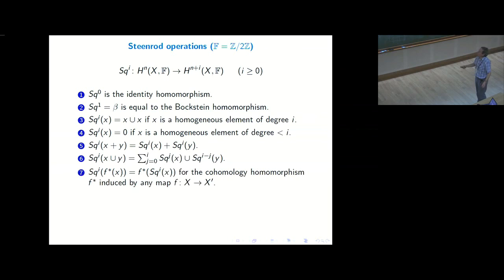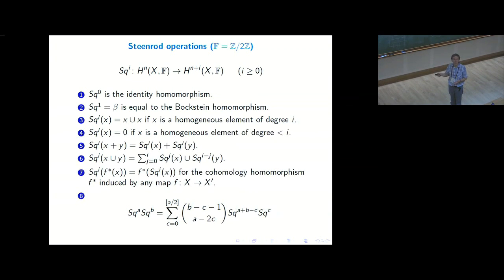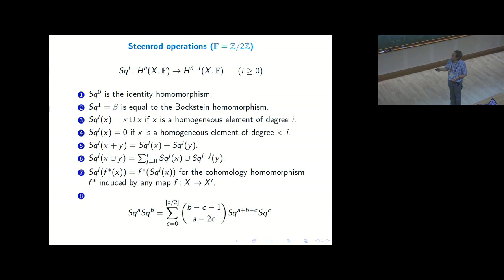That one isn't important for what I have to say. And then this is the Adem relation, which I should actually implement in GAP because that would speed things up further. I'm not using the Adem relation at all. So the current GAP implementation ignores this lovely piece of mathematics. Could speed things up.